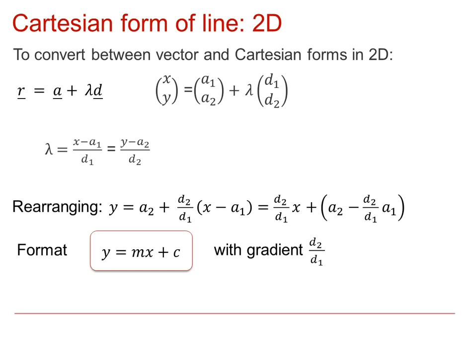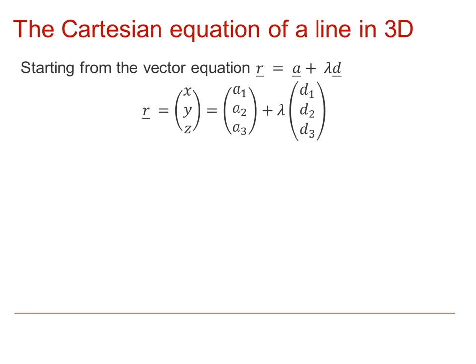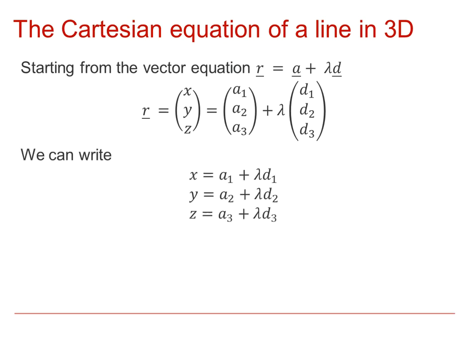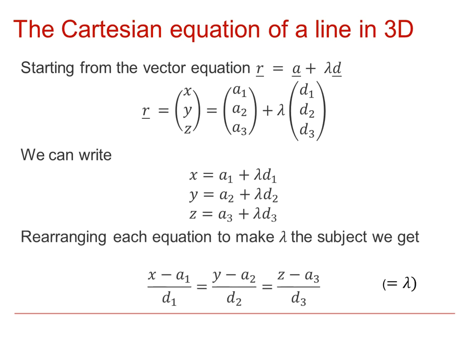Well, if we move to three dimensions, the method is entirely equivalent to that. So there's our vector equation in three dimensions, and then we can write equations for x, y and z, and from those get lambda and equate that. So x minus a1 over d1 equals y minus a2 over d2 equals z minus a3 over d3, each of those being equal to lambda.